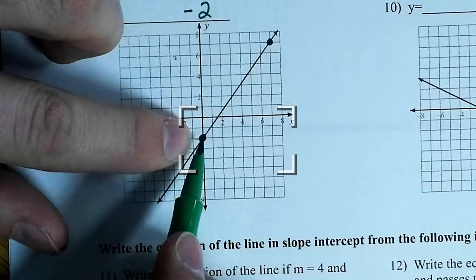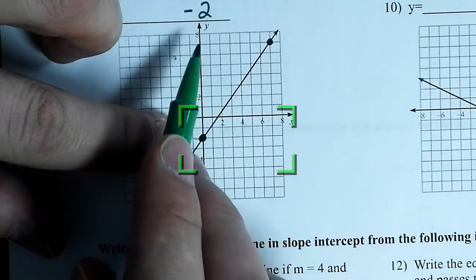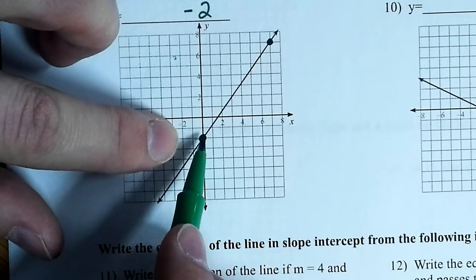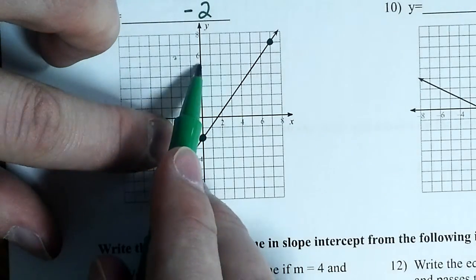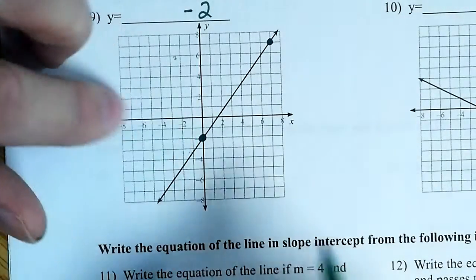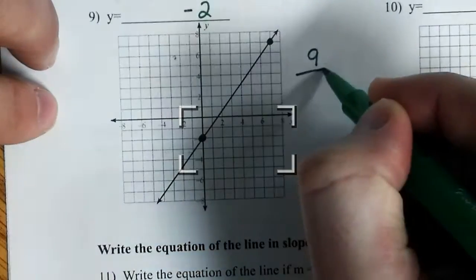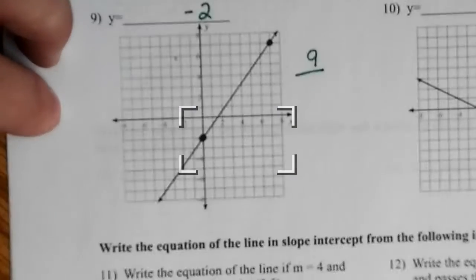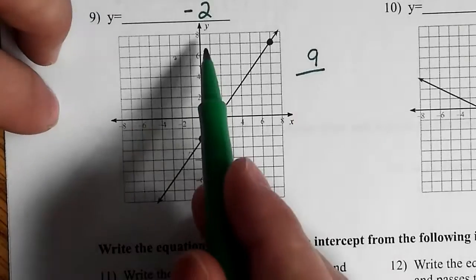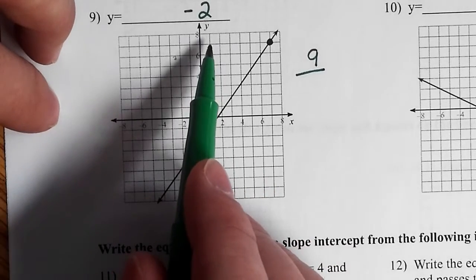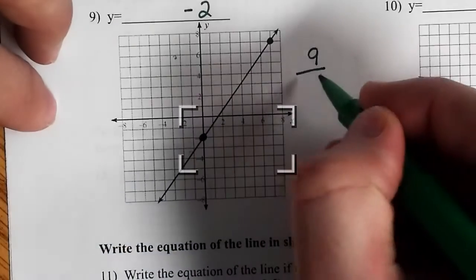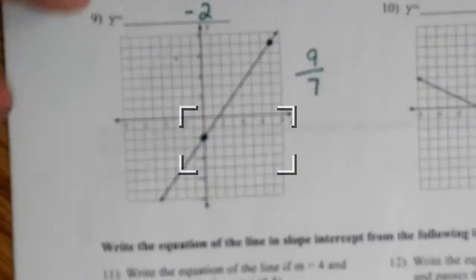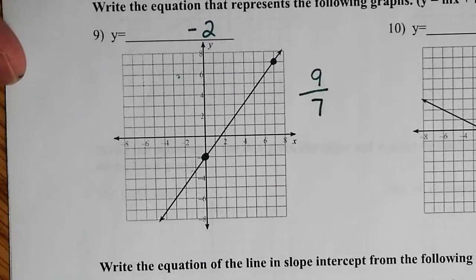Well, we have to count. So from right there, we're going to count all the way up. 1, 2, 3, 4, 5, 6, 7, 8, 9. So we had 9. 9's going to be on top, the top of our fraction, right? How many did I go over? Well, from there, 1, 2, 3, 4, 5, 6, 7. You went over 7. Good. So my slope here is 9 over 7.